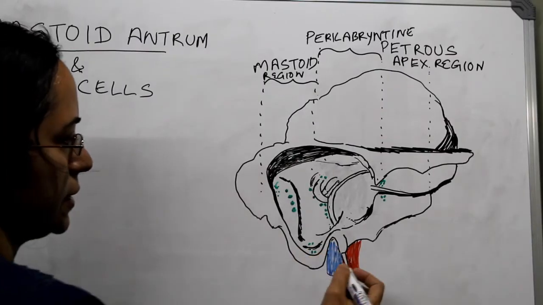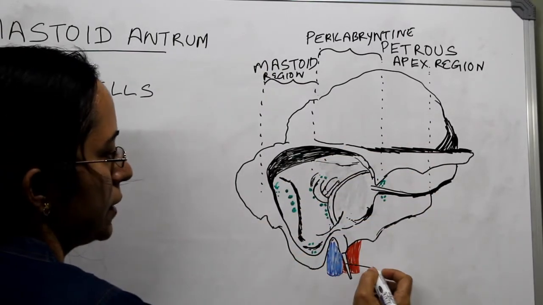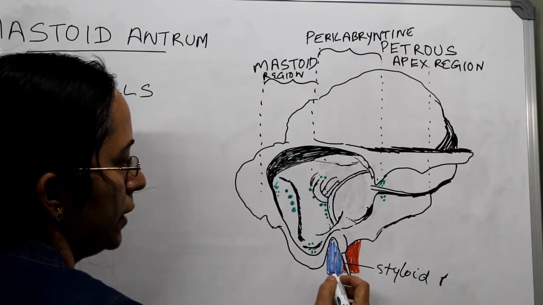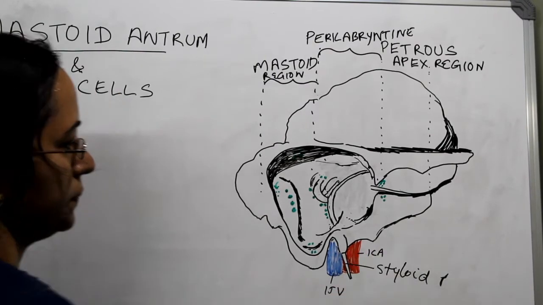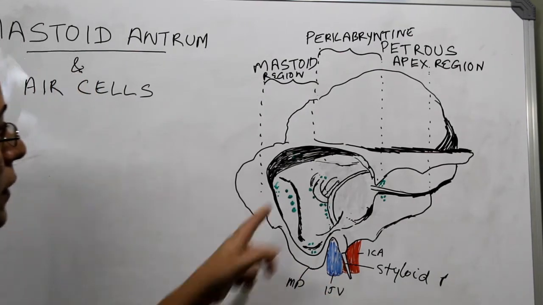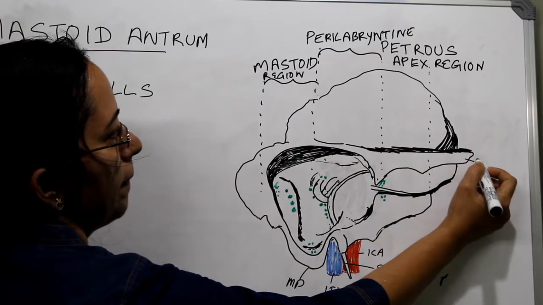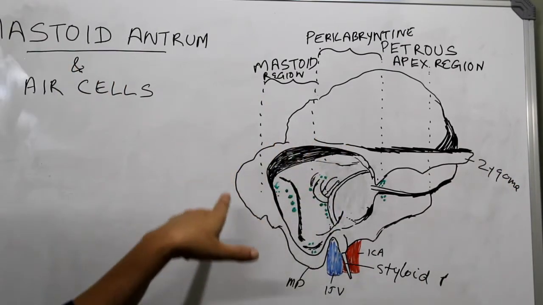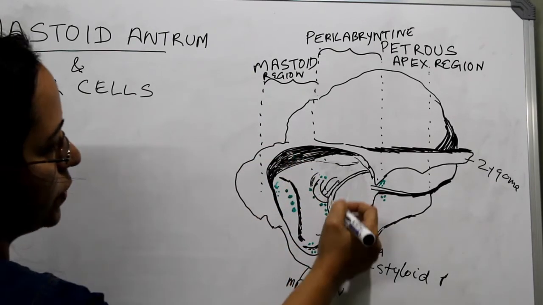So this is the styloid process. This is the lateral wall. This is the temporal bone. This thing, the styloid process, the internal jugular vein and internal carotid artery. This is your mastoid process. This is the zygoma, and this is the root of the zygoma. And this will be the mastoid bone. So after drilling you can see that. And this is your external auditory canal.